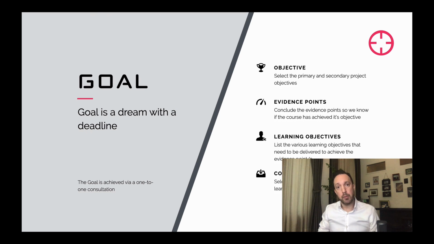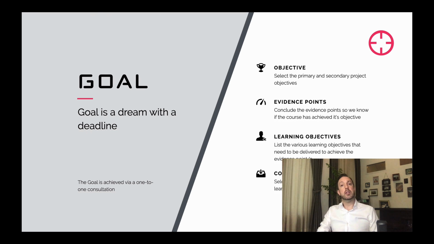Then we work back from that objective and conclude what is the evidence that we have achieved that. So if, for example, and I'm just using a simplified example here, the objective of this course was that the student could fix their tap, then an evidence point might be that they've sent a video or a photograph or written in confirming that they have in fact fixed their tap. That might be the evidence point.